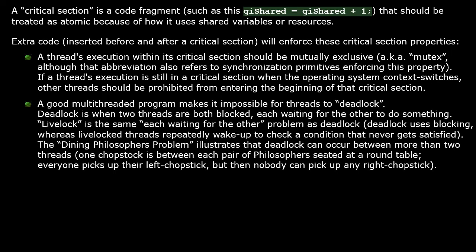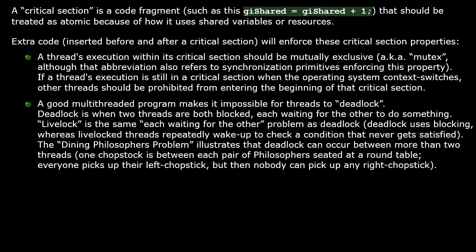A good multi-threaded program makes it impossible for threads to deadlock. Deadlock can occur if two threads are both blocked, each waiting for the other thread to do something. Livelock is the name of another problem, which is the same, each waiting for the other, as deadlock. The difference being deadlock uses blocking, whereas livelocked threads repeatedly wake up to check a condition that never gets satisfied.